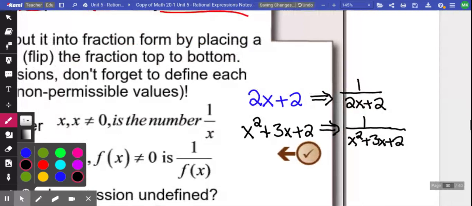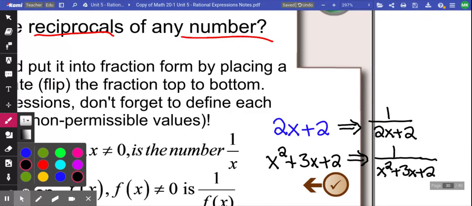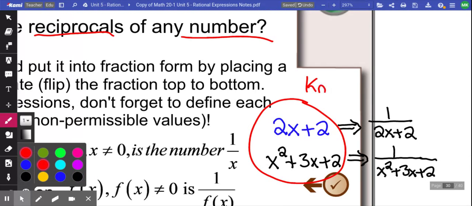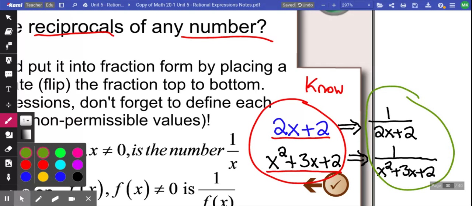We're going to graph these things. You already know how to graph those. This is just a linear function and a quadratic function. You know how to graph those things. Today, we're going to learn how to graph the reciprocals. We're going to learn how to graph what happens when they flip upside down.